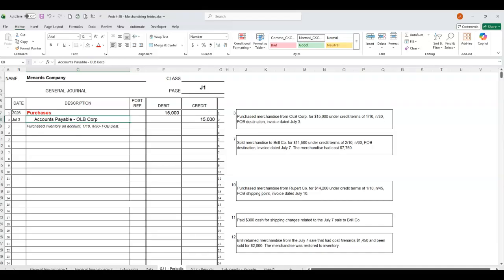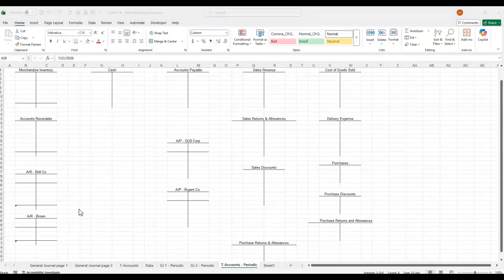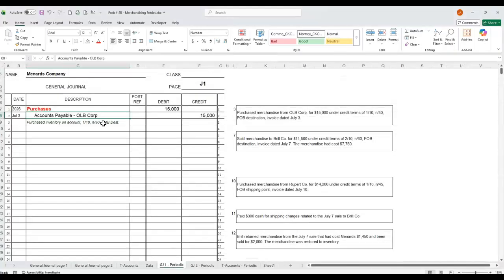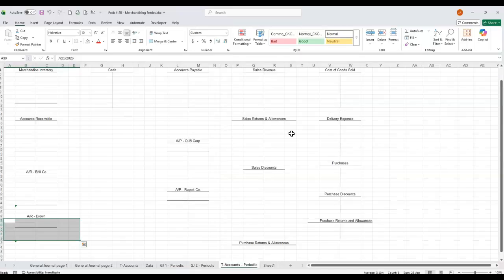So let's go look at our T accounts. And just to remind ourselves, it was a debit to the purchases account on July the 3rd and a credit to accounts payable OLB. So we're going to debit the purchases account, which acts as an expense account in the way it behaves. We're going to credit accounts payable to OLB Corporation, and of course mirror that in the general ledger account, accounts payable.